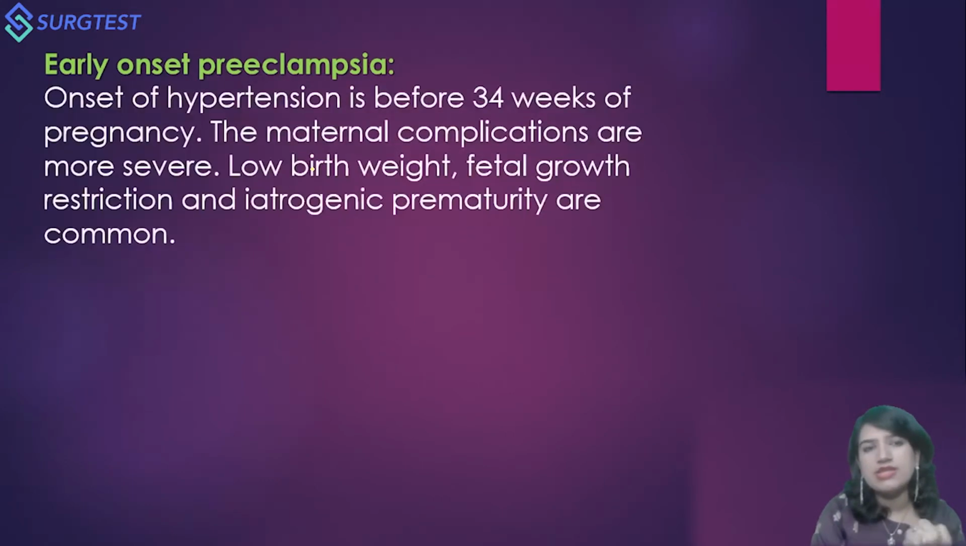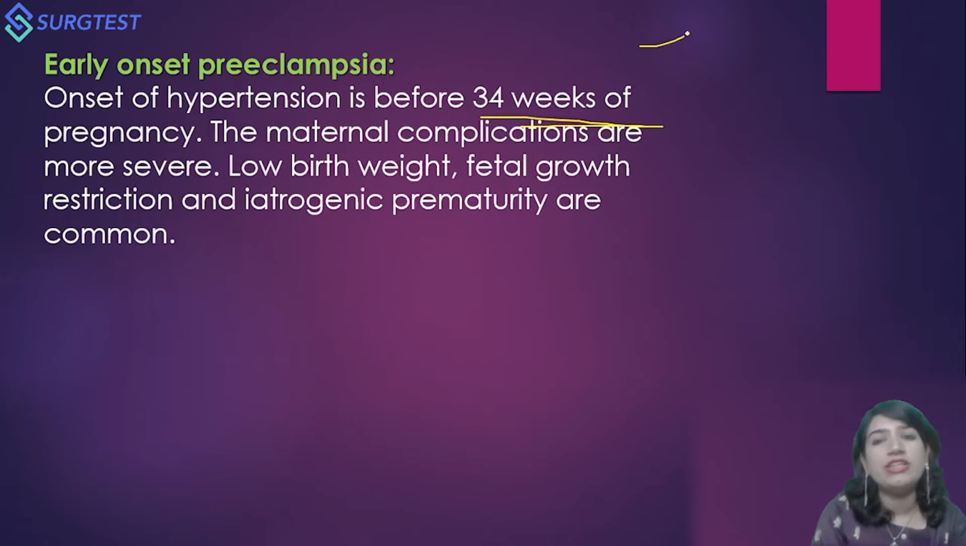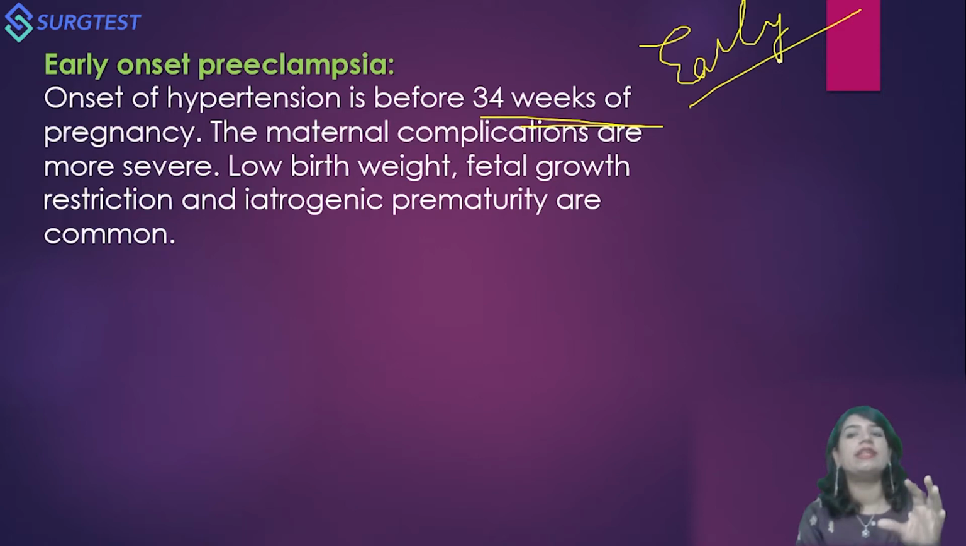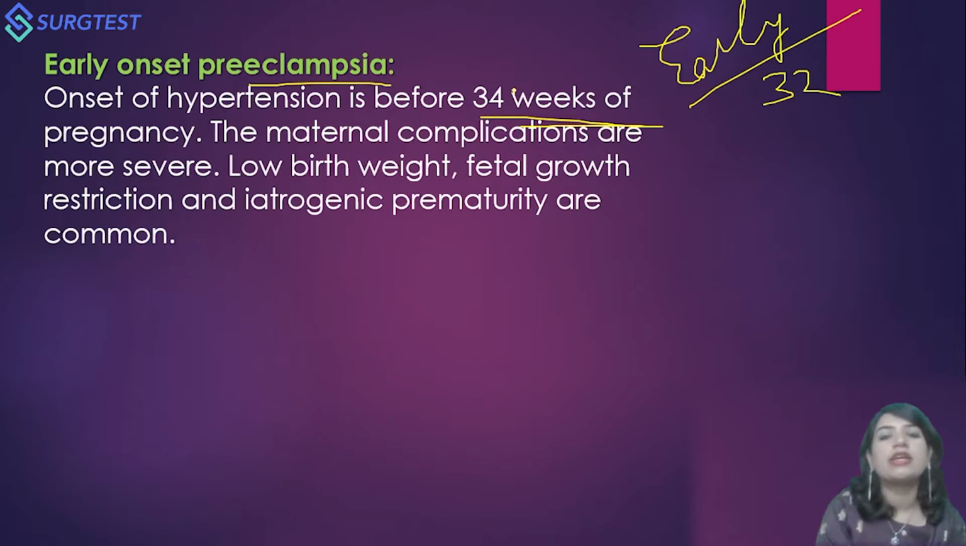Now, what is early onset? When the onset of hypertension is before 34 weeks of pregnancy, right? So 34 weeks is the cutoff. And there is another term we also know about, the early onset FGR, that is fetal growth restriction. When I'll be taking a class on FGR, I'll be telling you that there is something called early onset FGR and there is a late onset FGR. But there the cutoff criterion is 32 weeks, whereas in preeclampsia, the cutoff criterion is 34 weeks.